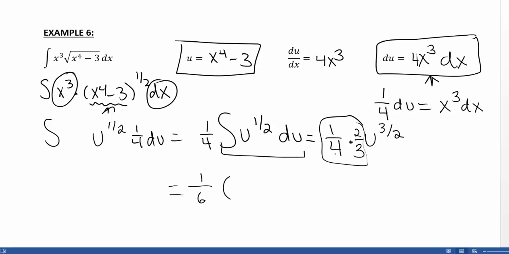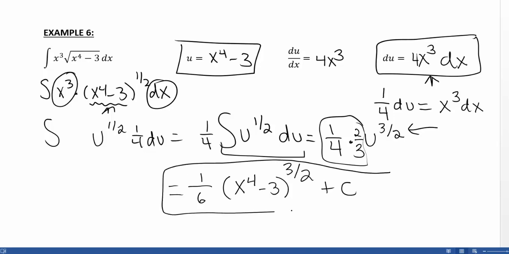And then I need to substitute back in for u. So I go to what u equals, and I substitute back in x to the 4th minus 3, and then I raise that to the 3/2 power. So my antiderivative here was 1/6 (x to the 4th minus 3) to the 3/2 power plus C. And I know that if I were to take the derivative of this function using the chain rule, I would get back my original function.